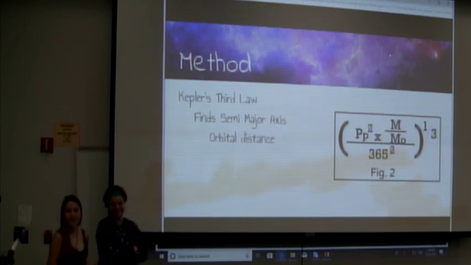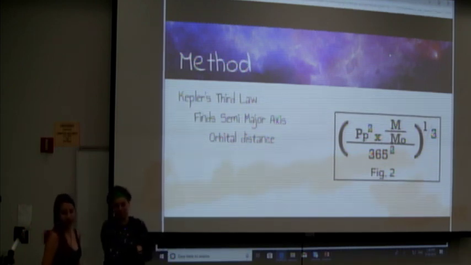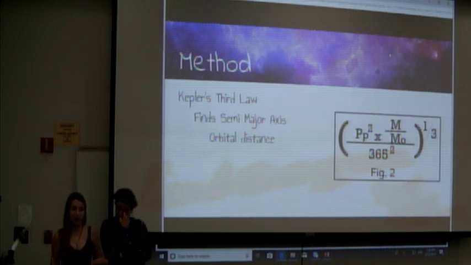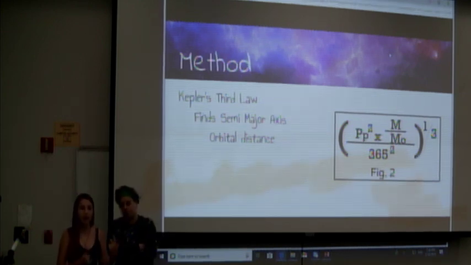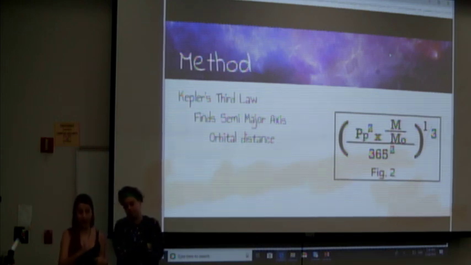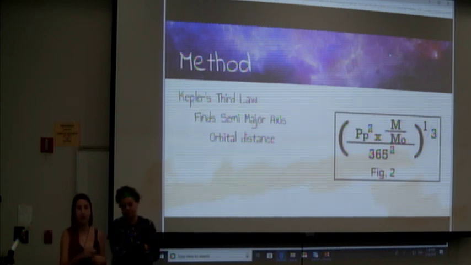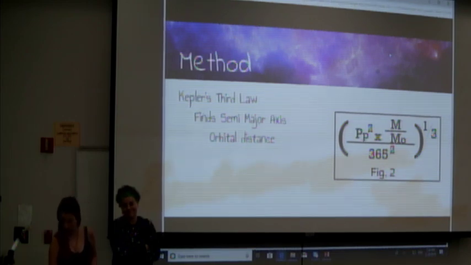Then I used Kepler's third law. This helps me find the orbital distance, also known as the semi-major axis. It is the quantity of the period of the planet squared, times the mass of the star, divided by Earth's period, which is 365 days, squared, all to the 1/3 power. Kepler, thank you.